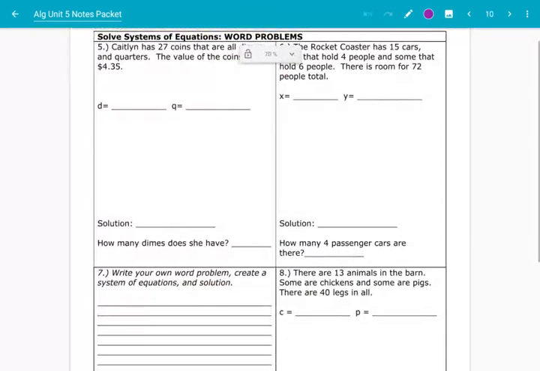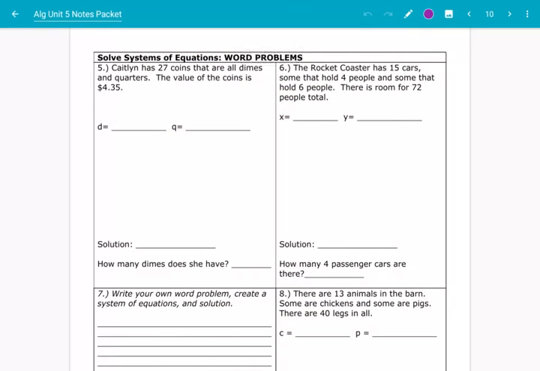Let's take a look over here. Caitlin has 27 coins that are all dimes and quarters, and the value of the coins is $4.35. Your two variables are D and Q, dimes and quarters. But your two equations are going to deal with, and this is easy when you have money, the number of coins. The first equation is going to deal with the number of coins.